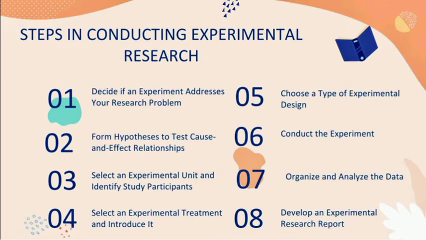So there are steps in conducting experimental research. The first is decide if an experiment addresses your research problem, and the second, form hypothesis to trace cause and effect relationship, and the third is select an experimental unit and identify study participants, and the fourth, select an experimental treatment and introduce it. The fifth, choose types of experimental design, and the sixth, conduct the experiment, and the seventh, organize and analyze data, and the eighth and the last is develop an experimental research report.